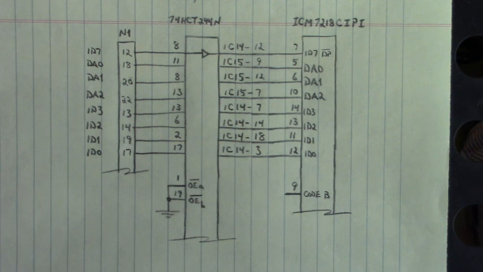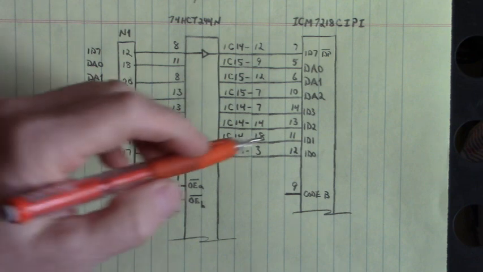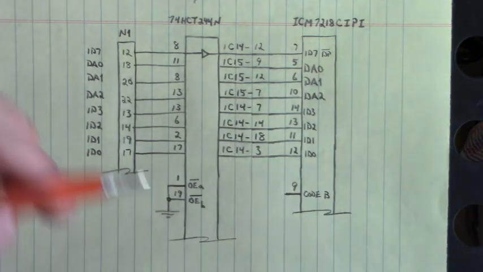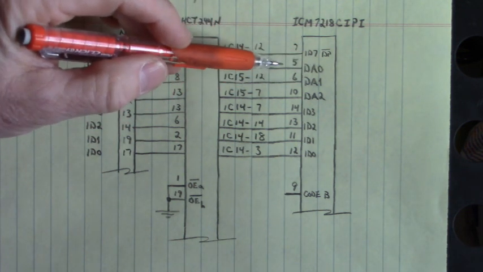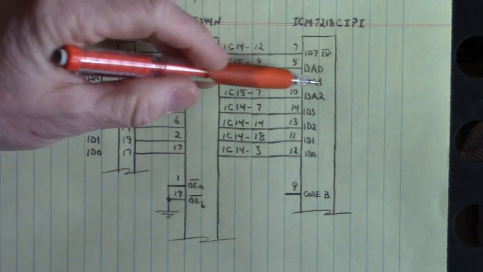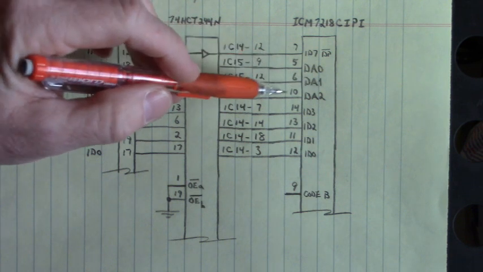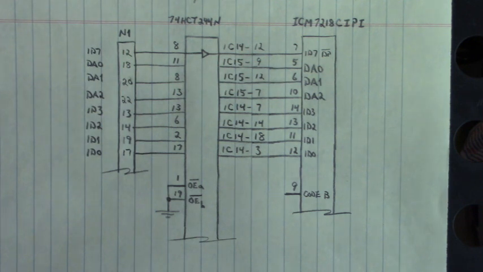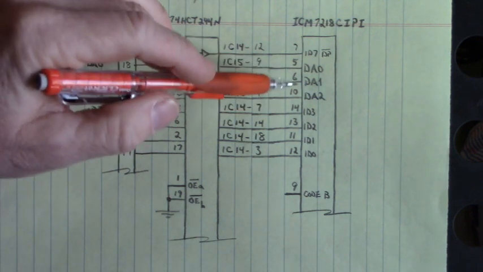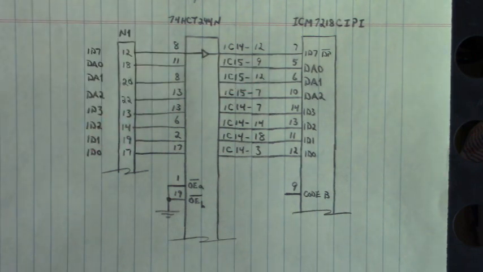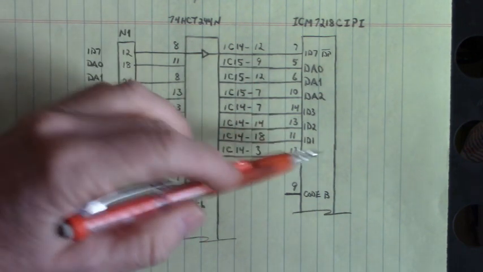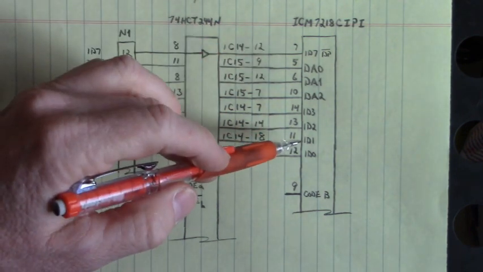To determine which of the 8 7-segment displays the data is sent to, we have a digit address, DA0 on pin 5, DA1 on pin 6, DA2 on pin 10. And that 0 through 7 determines which segment the character is sent to.